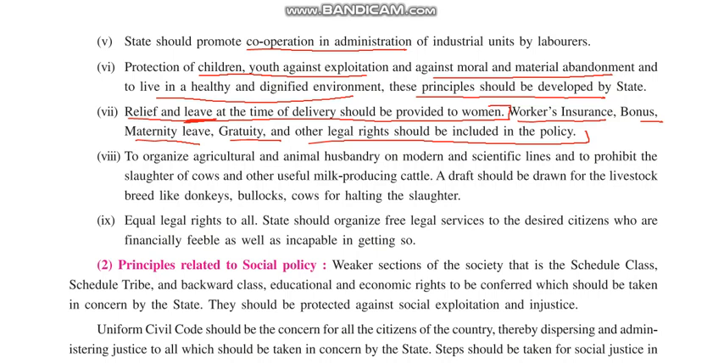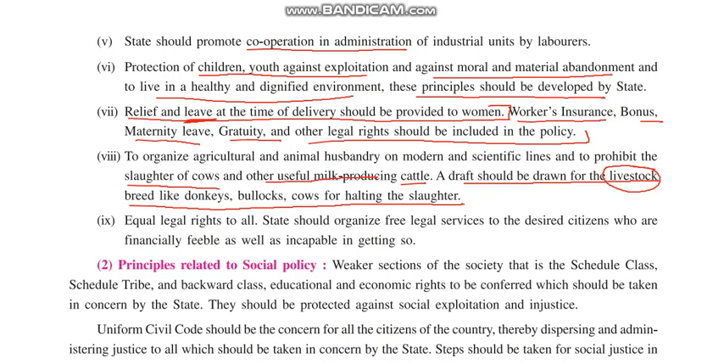To organize agriculture and animal husbandry on modern and scientific lines and to prohibit the slaughtering of cows. Slaughtering of cows should be stopped. Slaughtering is killing. And other useful milk products, cattle. A draft should be drawn for the livestock. Livestock means living animals. Breeds like donkey, bullock, cows should be saved from slaughter. They should not be killed, and that kind of policy should be made by the government.